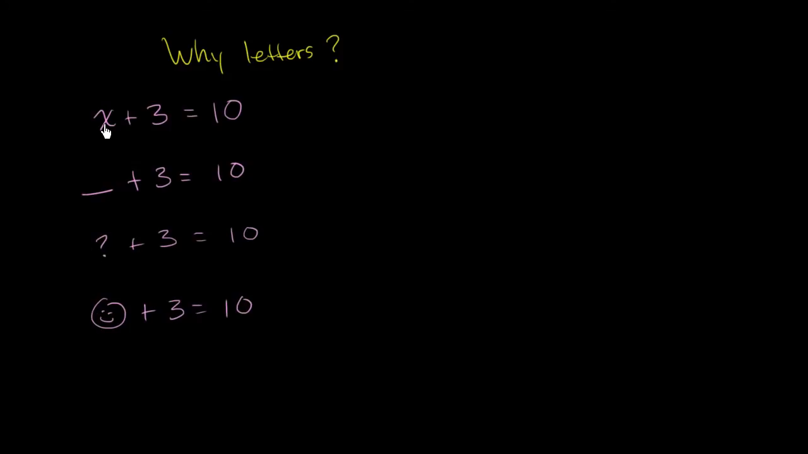But if we knew it ahead of time, it wouldn't be an unknown. It wouldn't be something that we didn't know. So that's one reason why I would use letters, and where just numbers by itself wouldn't be helpful. The other is when you're describing relationships between numbers.